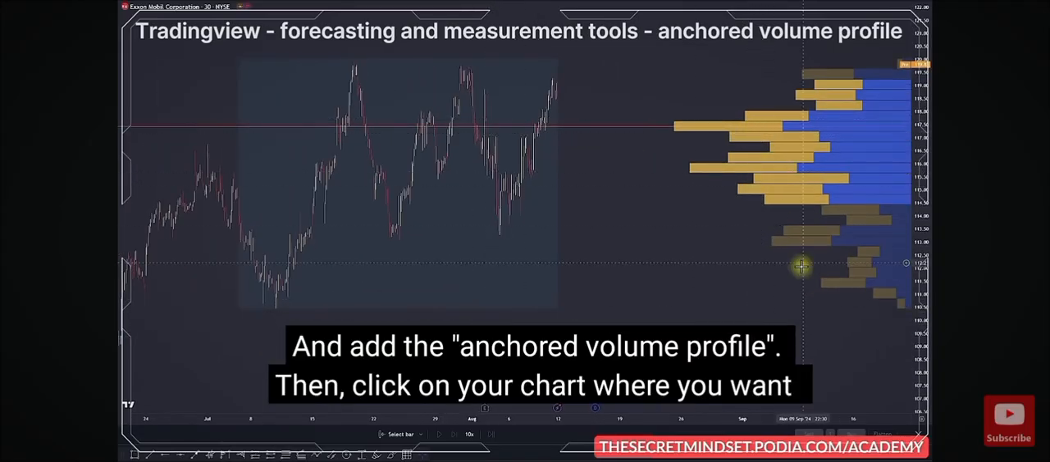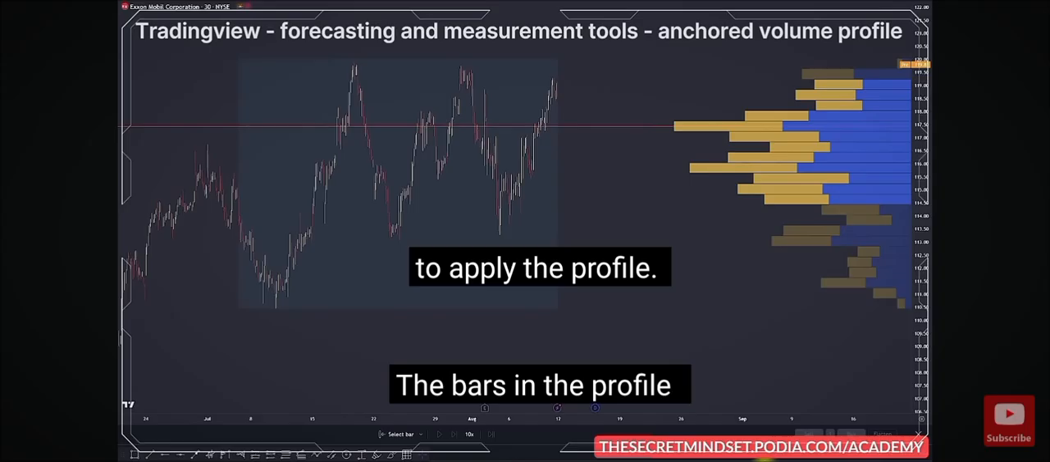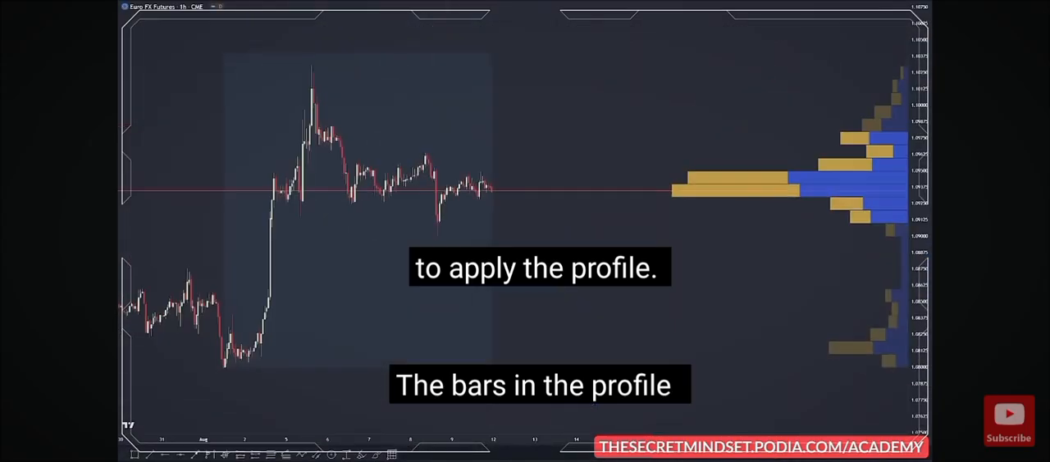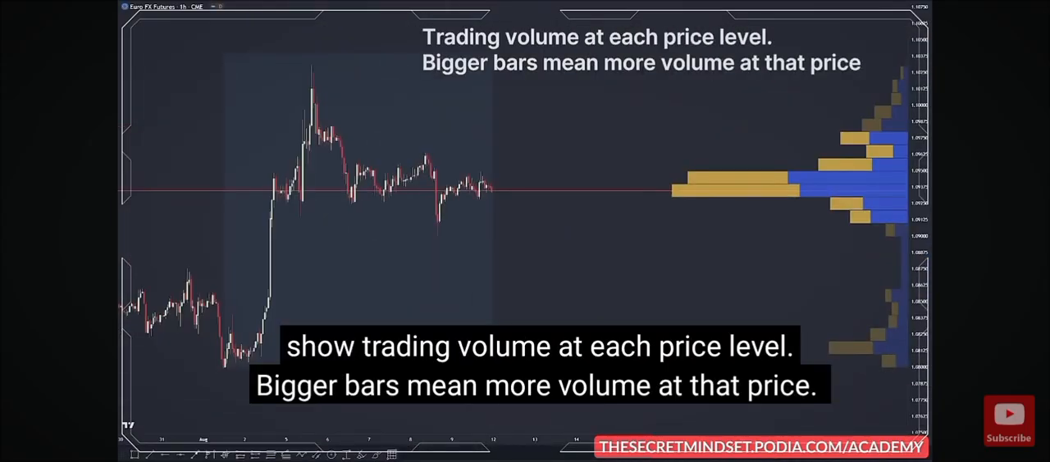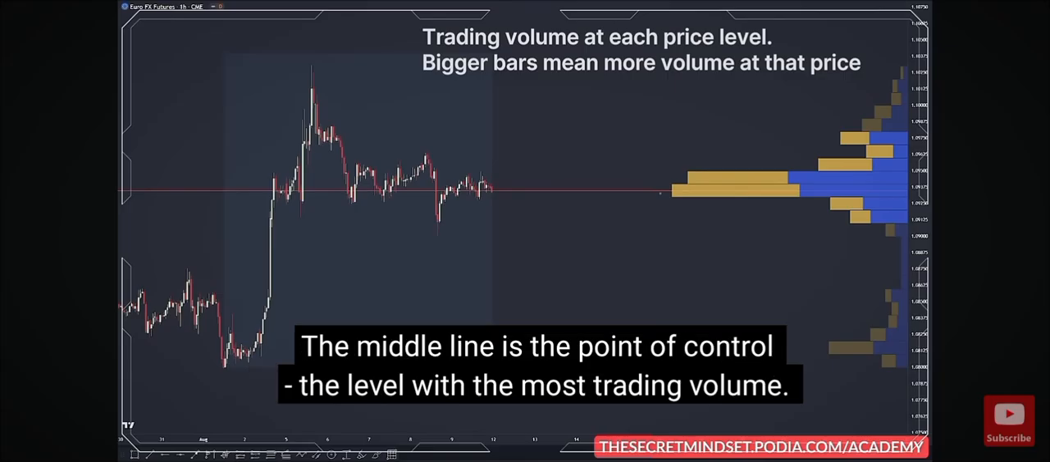Then click on your chart where you want to apply the profile. The bars in the profile show trading volume at each price level. Bigger bars mean more volume at that price. The middle line is the point of control, the level with the most trading volume.